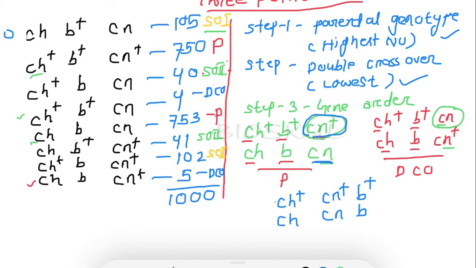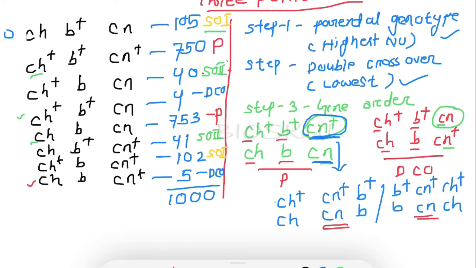This gene is changed between the parent and the double crossover. That's why this gene will be present at the middle position. So now the gene order may be like this or it may be like this, maybe B plus, CN plus, CH plus, B, CN, CH. We really don't know what the real order is. From this only we come to know that CN will be the middle gene.